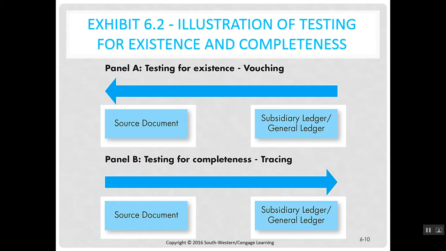Panel B is testing for completeness. So here, this is when you're testing for expenses or liabilities and testing for understatement. So here you're starting with the source document and you're tracing it to the subledger or general ledger to make sure that it's included in there. Okay, so in this test, tracing is used mainly for expenses and liabilities, and vouching is used mainly for revenue and asset accounts.